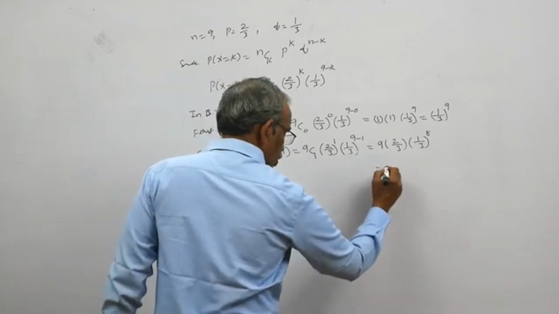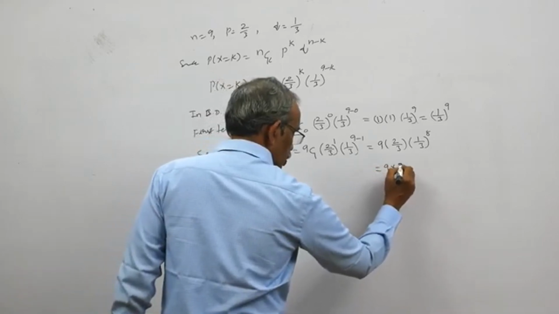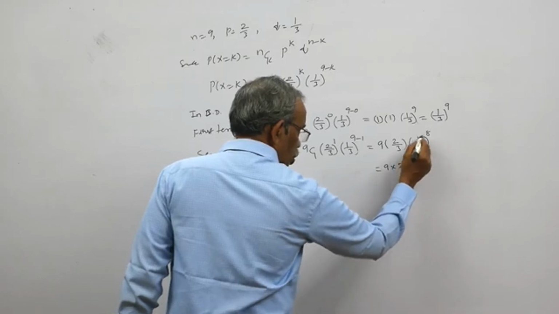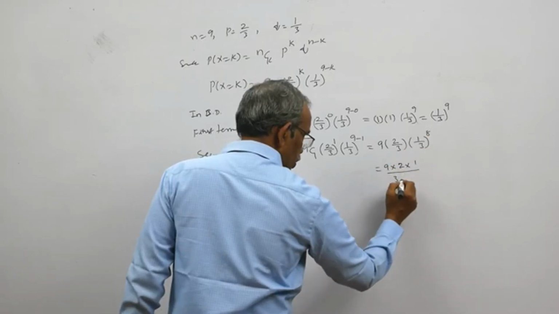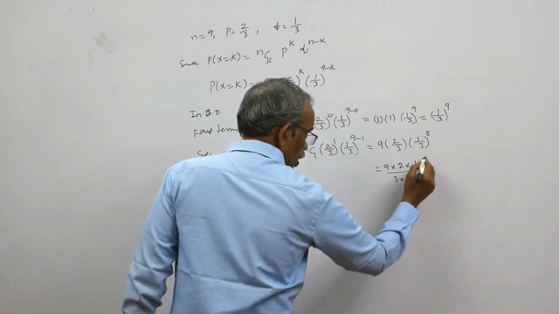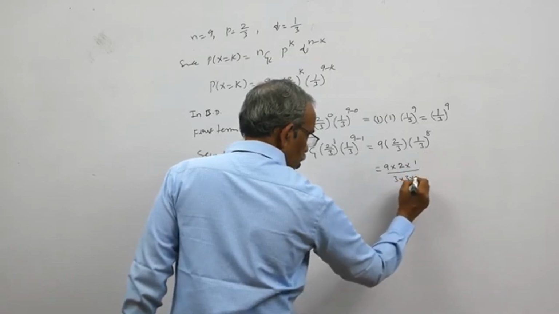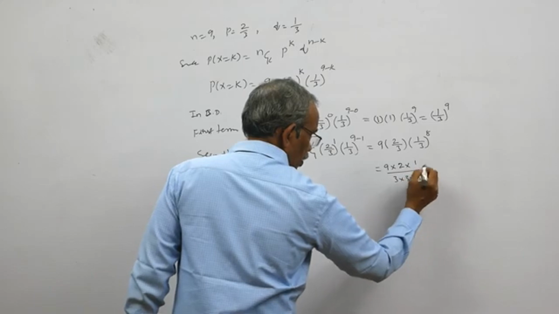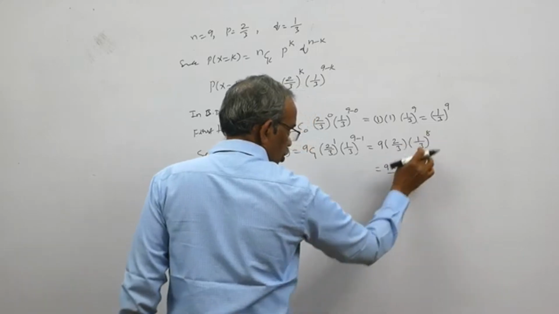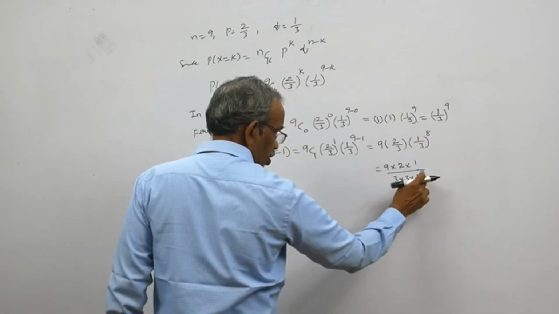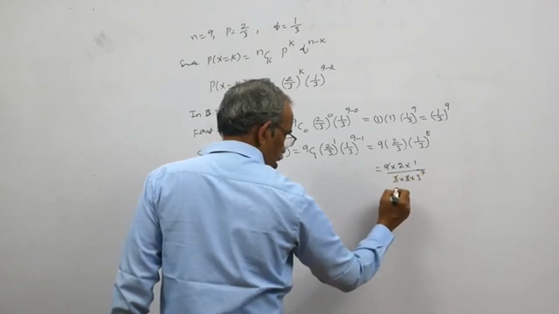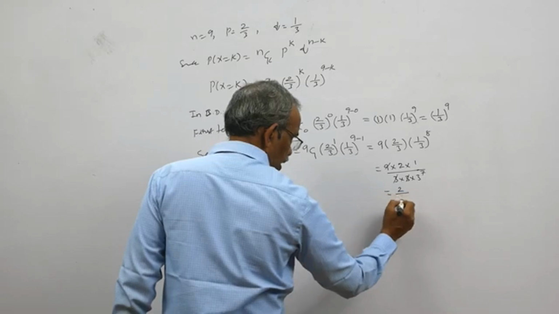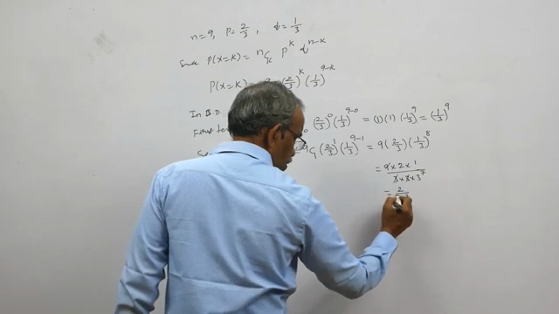This is equal to 9 into 2 into 1 to the power of 8, which is equal to 1. Here we have 3 into 3 into 3 to the power of 7. Here we have 3 into 3 to the power of 8. 3 to the power of 8 can be written as 3 to the power of 7 into 3. 3 into 3 is 9, 9 cancels. Then we get 2 by 3 to the power of 7.